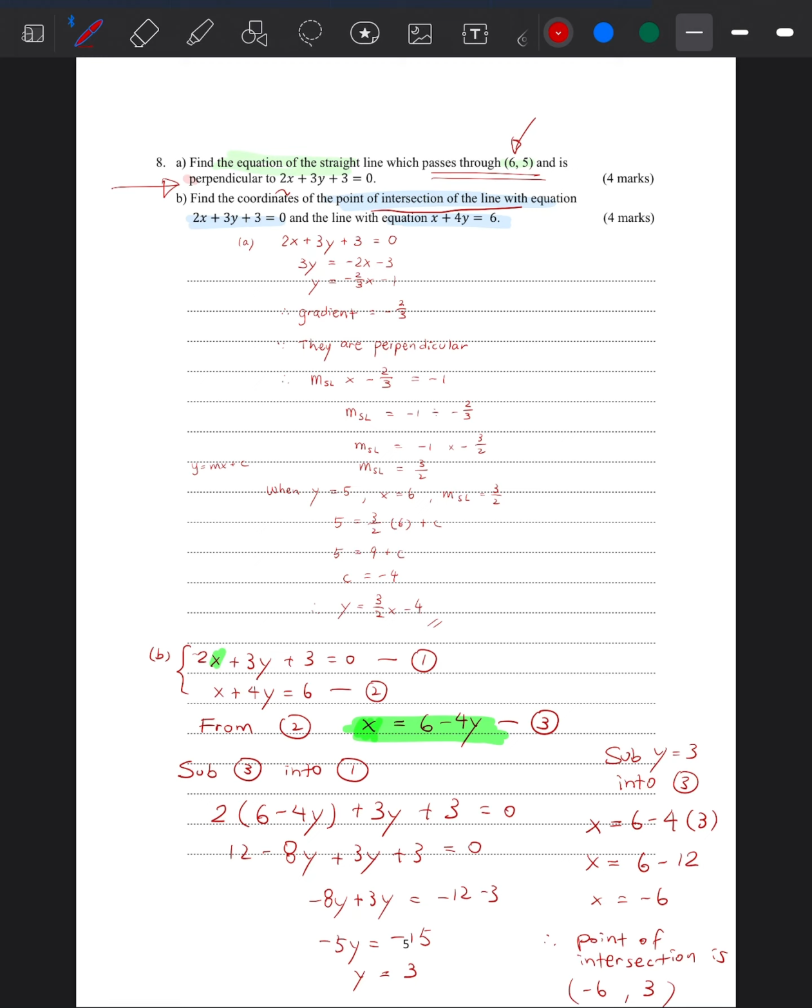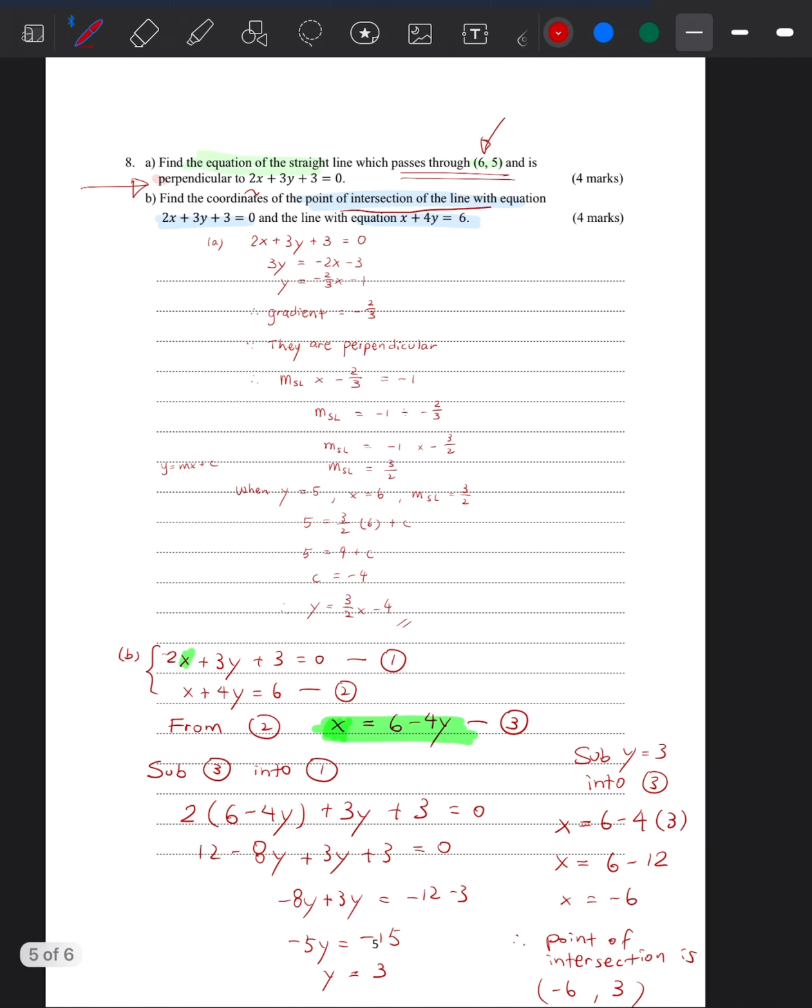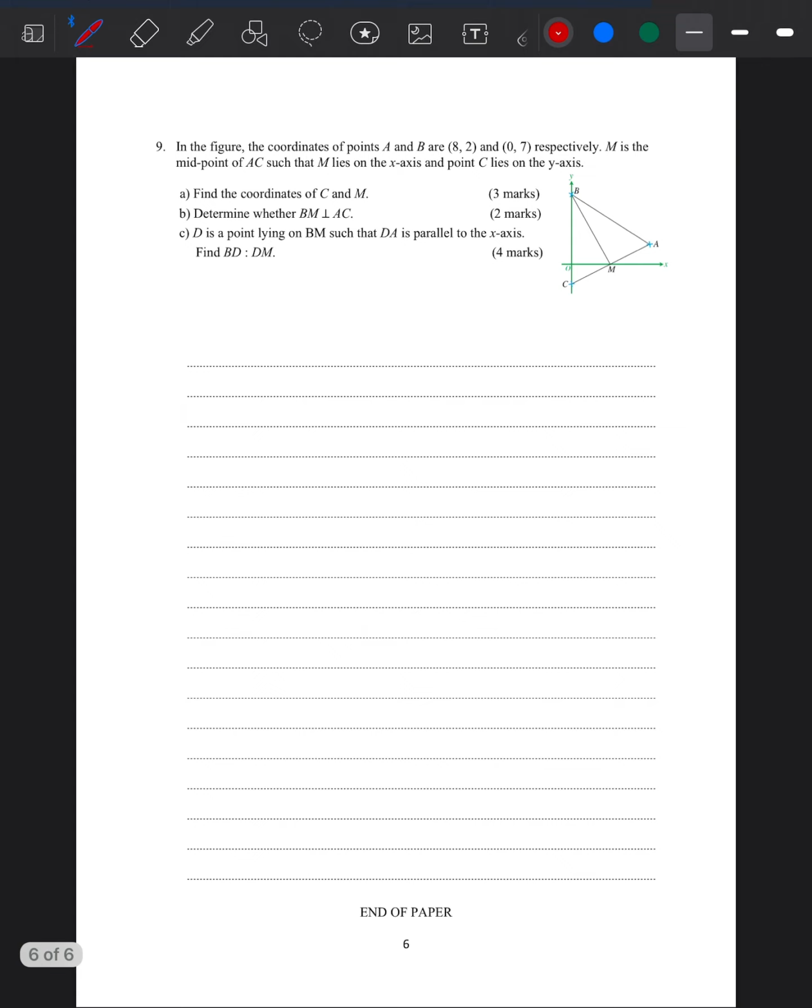So part B, you have to use simultaneous equation. It doesn't matter you use eliminations method or substitution methods. Both are fine as long as you have your calculations correct. So then it comes to question 9, your last question. So question 9, this type of questions, when you see it, you know they are not the IGCSE straight line equations type. So this is your chapter 13. So let's look at it.